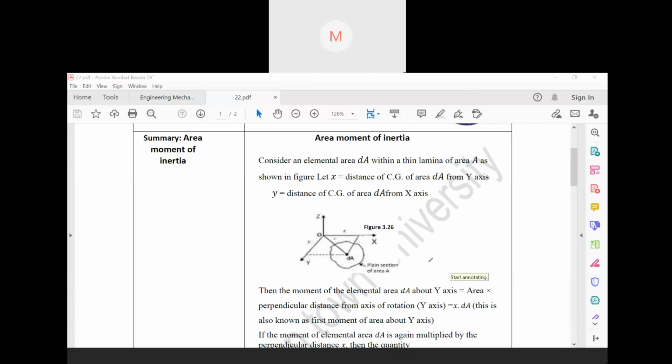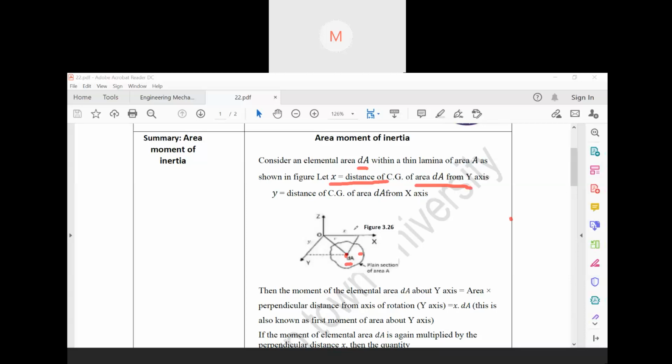So here we are considering a what? A thin lamina or small surface. So the area of the surface is dA. If the area of the surface is dA, then x is the distance. That means this is the center of gravity, the centroid point. So this distance is x, the distance of area dA from the y axis.